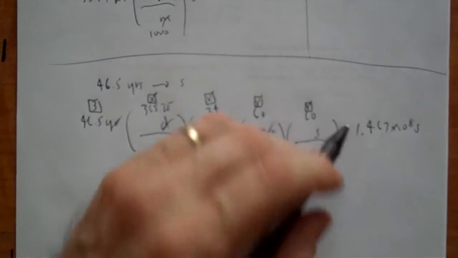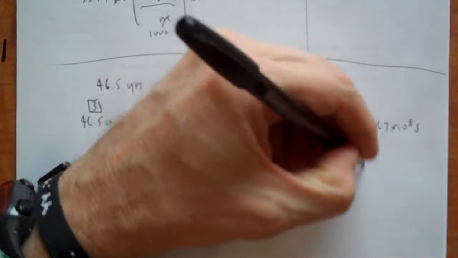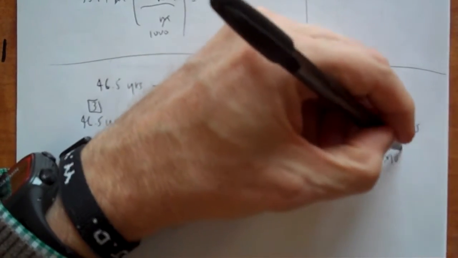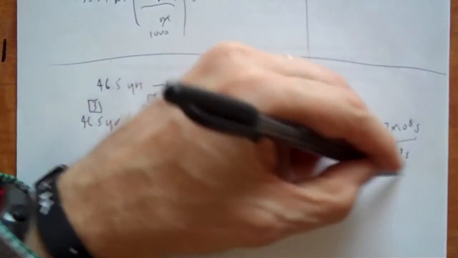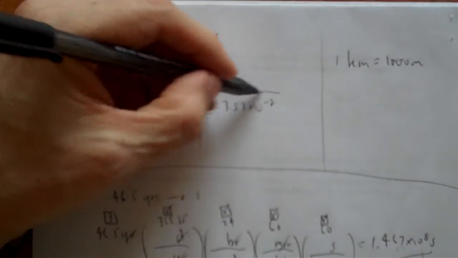How many sig figs is this number supposed to have? 3. So I'm going to write 1.47 times 10 to the 8th seconds. And there's your answer. Okay? Should have put a big box around that.